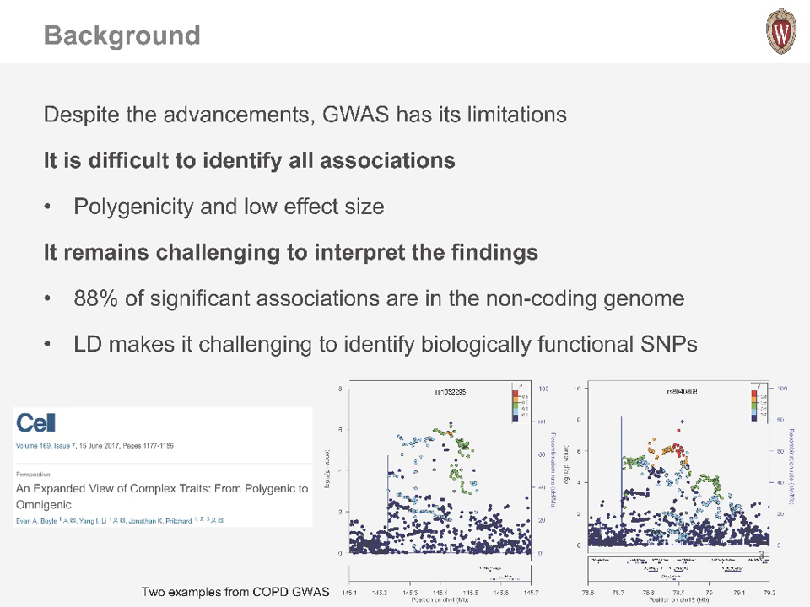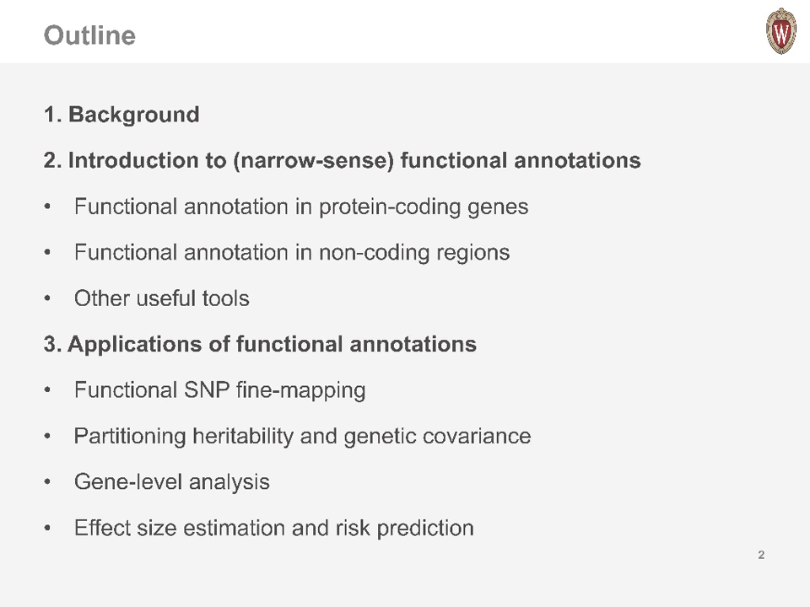Before that, I'm just going to talk a little bit about the outline. This is the outline I'm going to follow. I'll quickly march through a little bit of background of GWAS and GWAS limitations, and also function annotations in protein coding genes. But then I'll focus more on function annotation in non-coding regions and their application in GWAS analysis, because it's more closely related to our topic here. Okay, let's go back to the background.